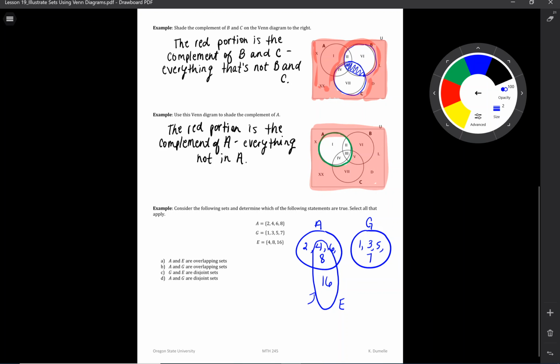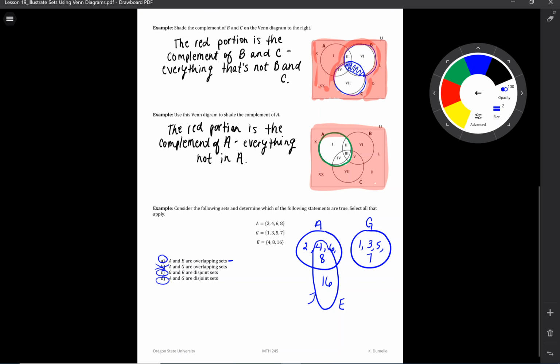So we can see that yes, A and E are overlapping sets. A and G are not overlapping sets, they're disjoint. G and E are disjoint, and A and G are also disjoint. That is true. So again, A and E are overlapping because they share the elements 4 and 8. A and G aren't overlapping since they don't share any elements. G and E are disjoint since they don't share any elements. And A and G are disjoint since they don't share any elements.